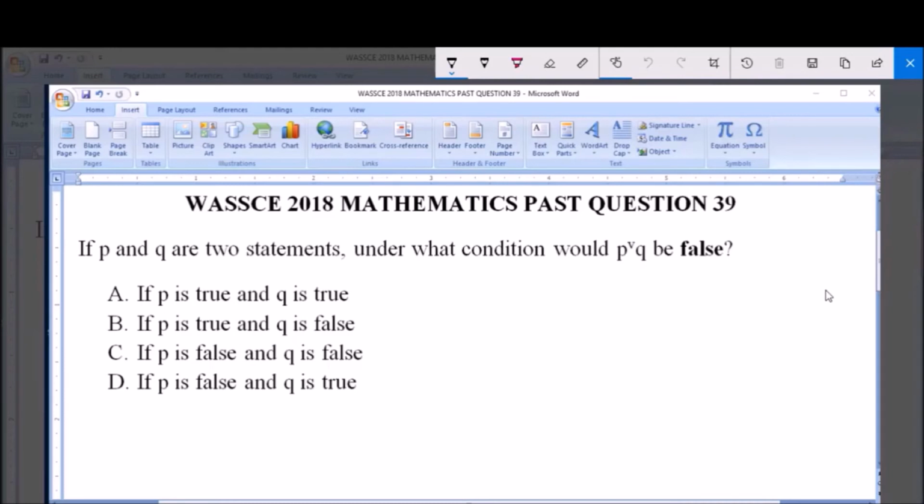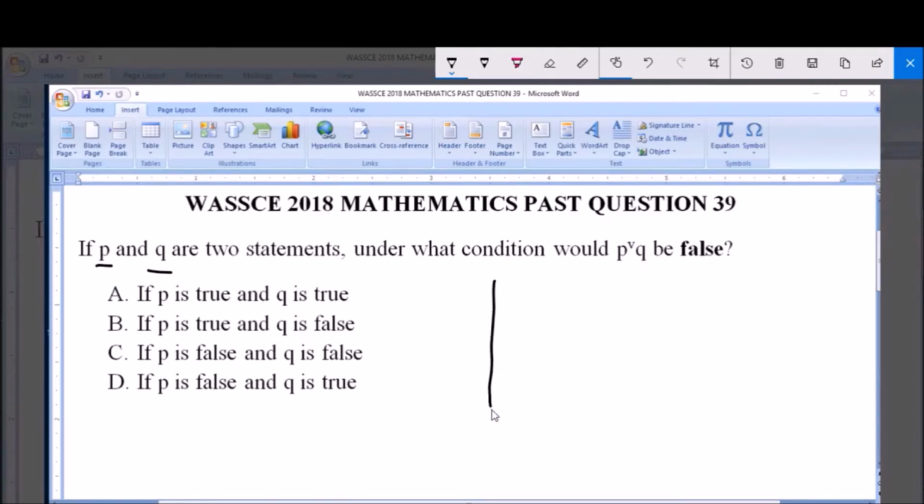If P and Q are two statements, under what condition would P or Q be false? A. If P is true and Q is true. B. If P is true and Q is false. C. If P is false and Q is false. And then D. If P is false and Q is true. Now these are two logical statements, P and Q. Now under what condition would P or Q be false?